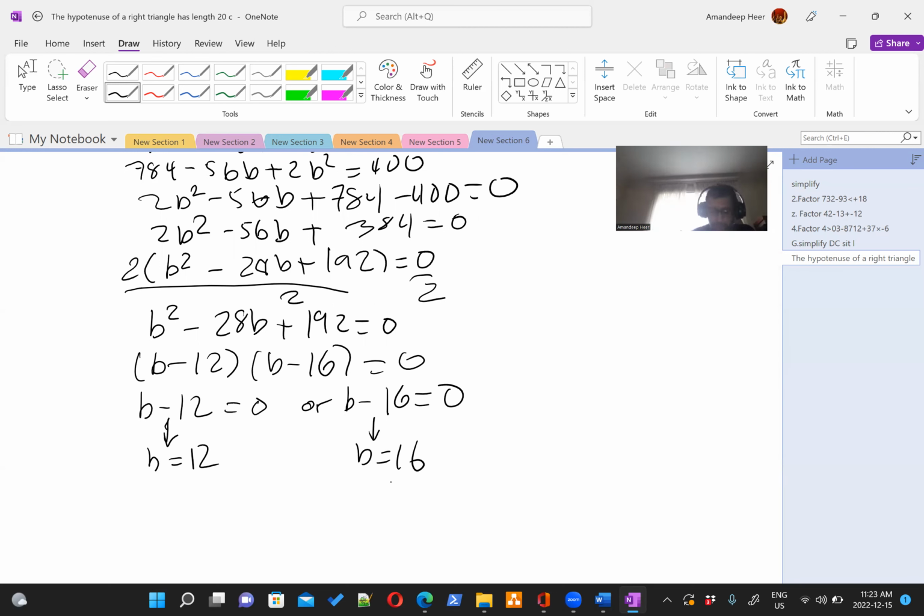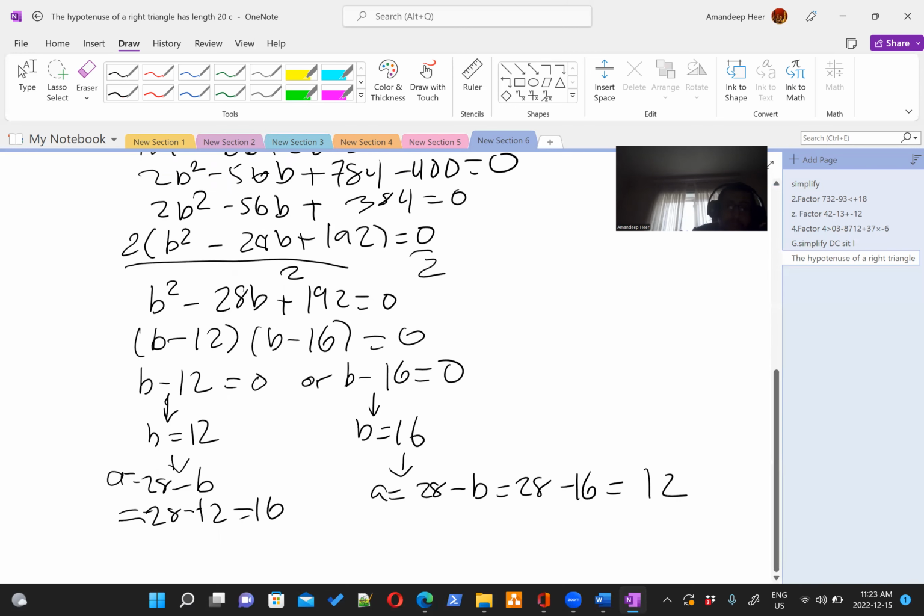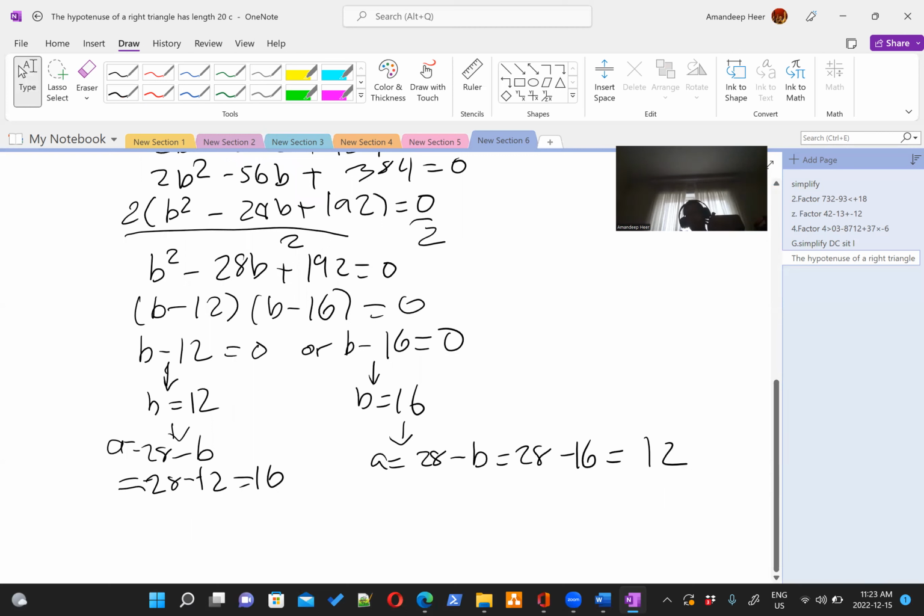Now I can use either one. If B equals 12, we plug it into equation number 1, which says A equals 28 minus B. So it'll be 28 minus 12, which is 16. Now let's look at B equals 16. You get A equals 28 minus 16, which is 12. So either way, the lengths of the two shorter sides are 12 centimeters and 16 centimeters.